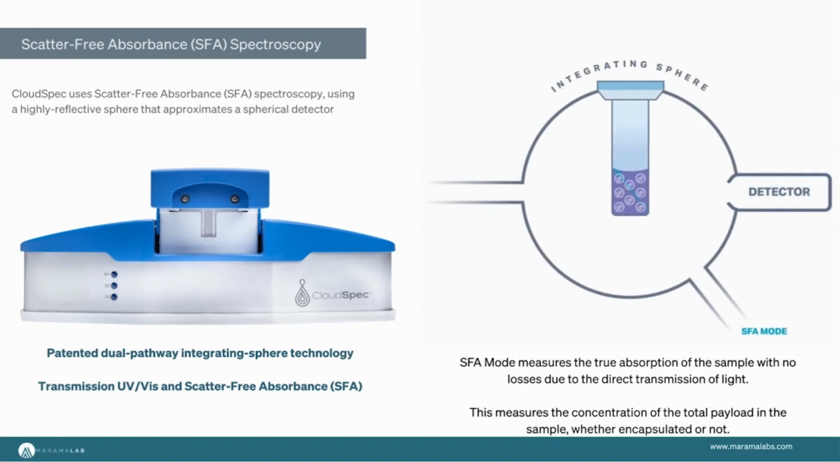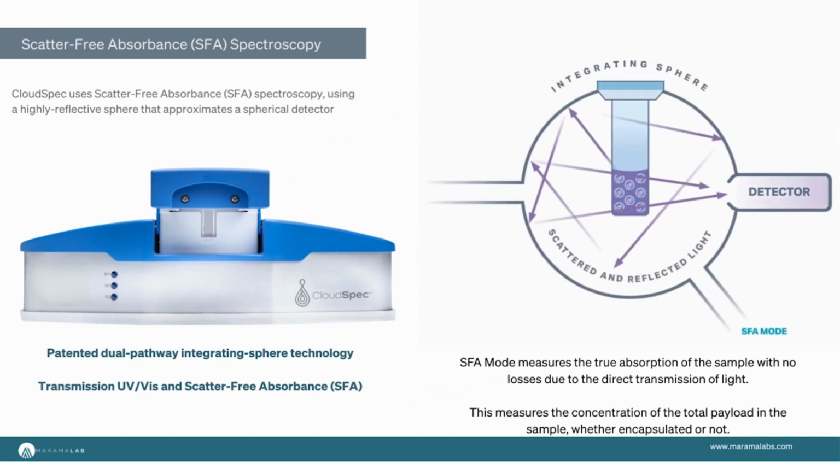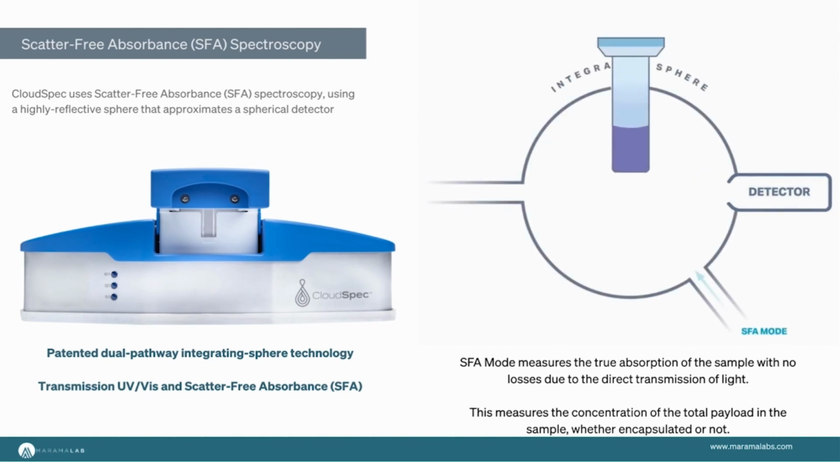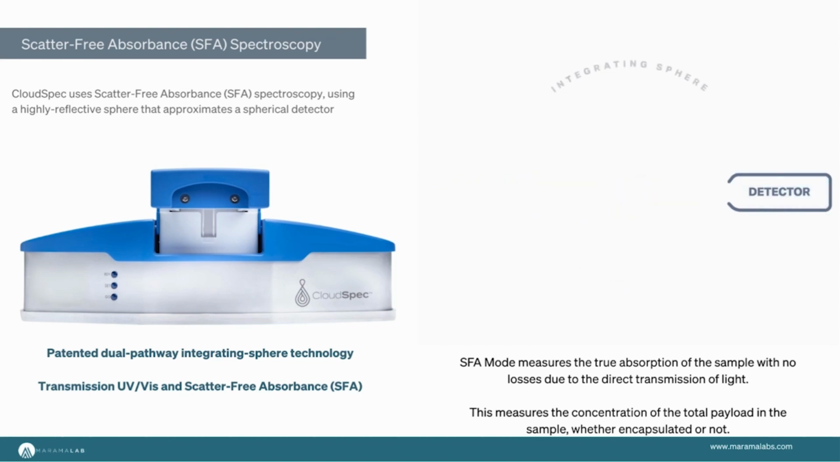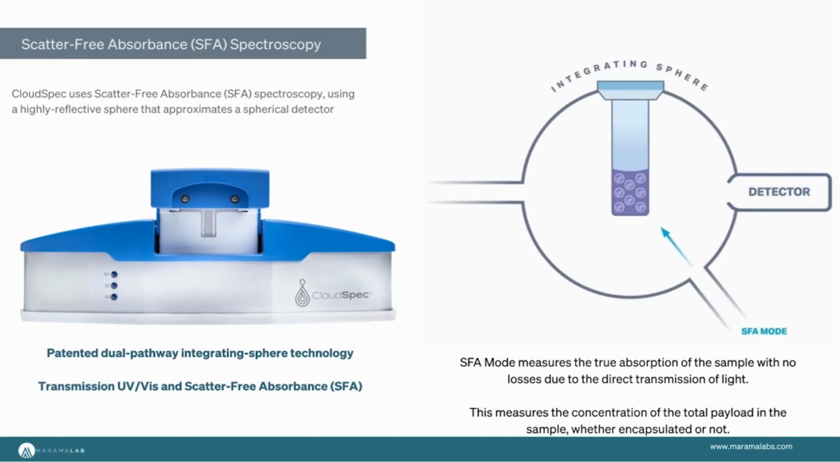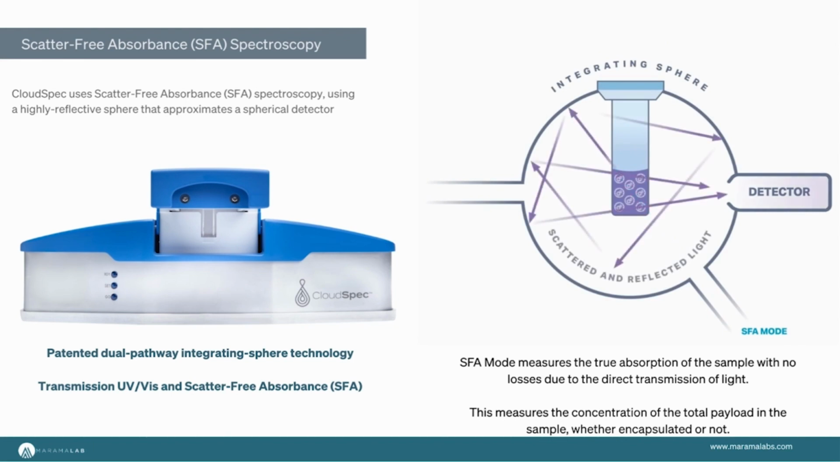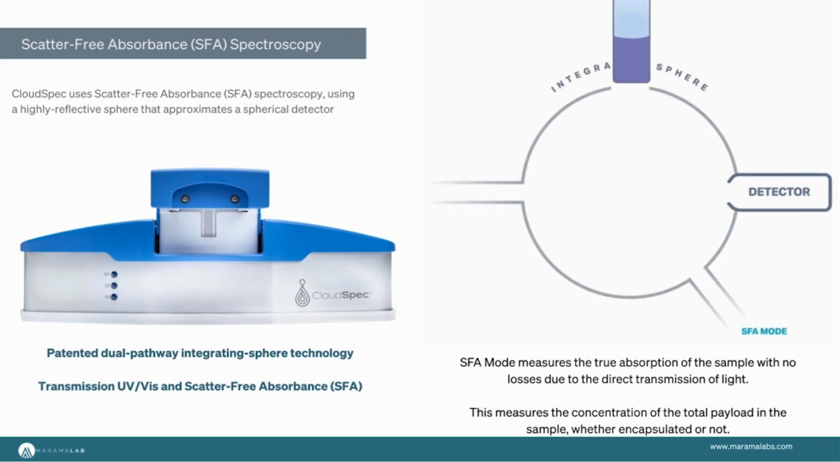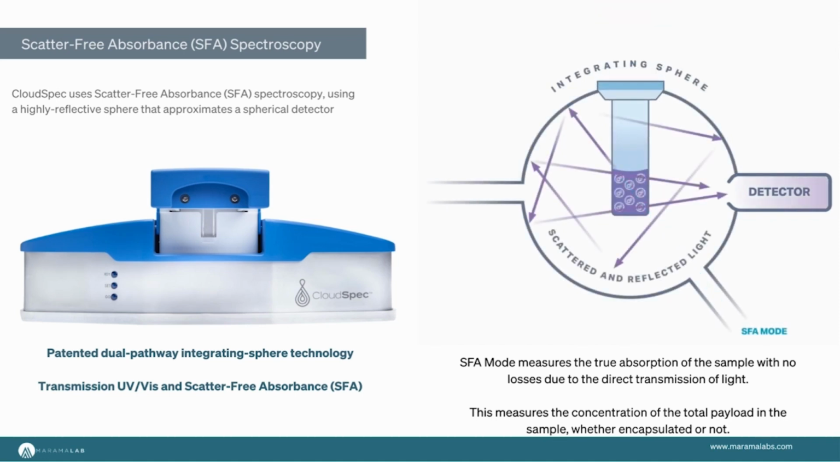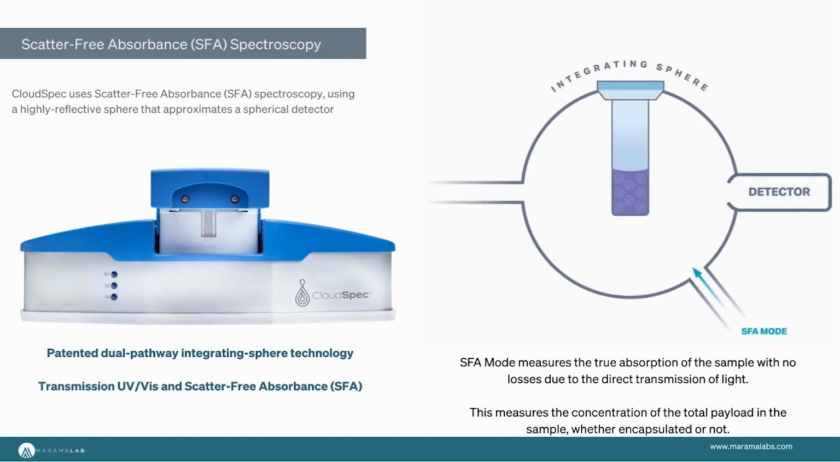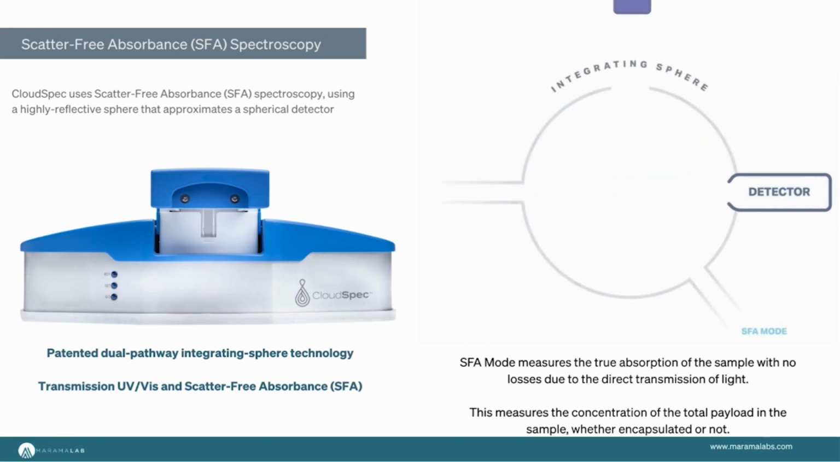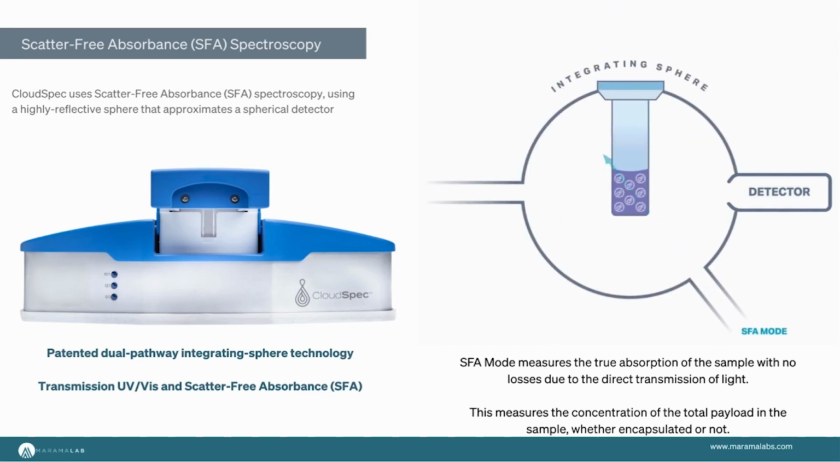What CloudSpec does is it approximates that by placing the sample inside a highly reflective integrating sphere. And we don't shine the light directly through to the detector, we shine it in a different path. And that path then means that any light that's collected by the detector has to have scattered through the sample before it gets measured. And in that way, we approximate this perfect spherical detector, and we allow an easy measure of the entire volume of that sample.